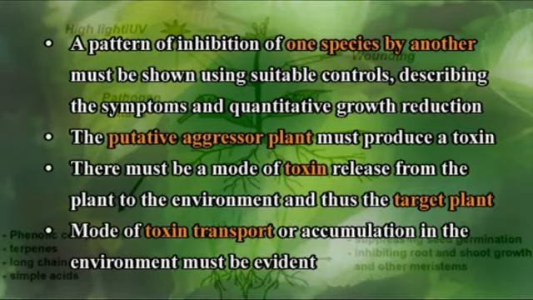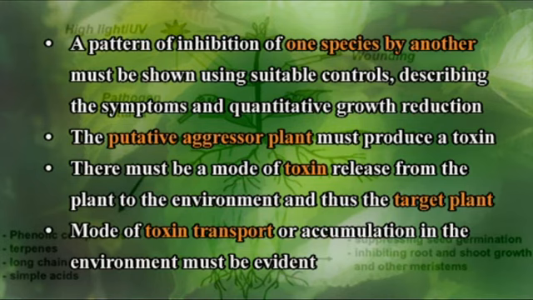According to Willis 1985, Putnam and Tang 1986 and Cheng 1992, the methodology dictates certain points for allelopathic research to be established to suggest that it is operative. A pattern of inhibition of one species by another must be shown using suitable controls, describing the symptoms and quantitative growth reduction.